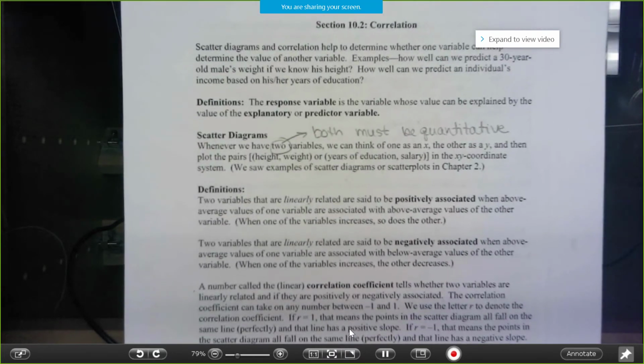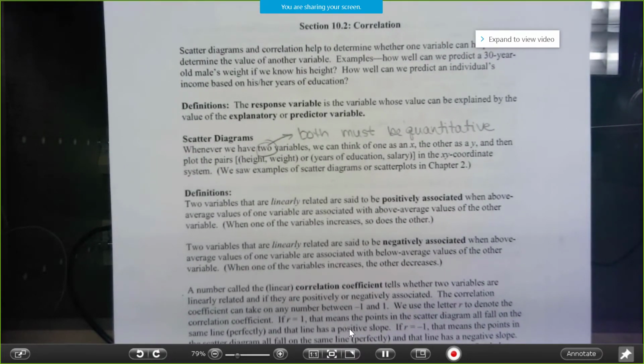So the example there says, how well can we predict a 30-year-old male's weight if we know his height? How well could we predict an individual's income based on his or her years of education? So everything there is quantitative: height, weight, income, years of education. Everything's a number.